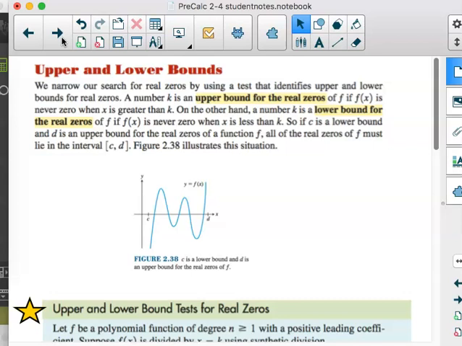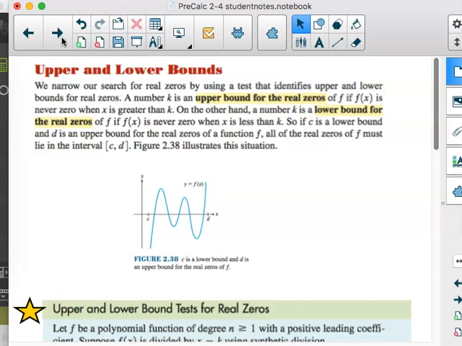A number k is an upper bound for the real zeros of f if f of x is never 0 when x is greater than k. On the other hand, a number k is a lower bound for the real zeros of f if f of x is never 0 when x is less than k. So, if c is a lower bound and d is an upper bound for the real zeros of a function f, all of the real zeros of f must lie in the interval between c and d, including c and d.